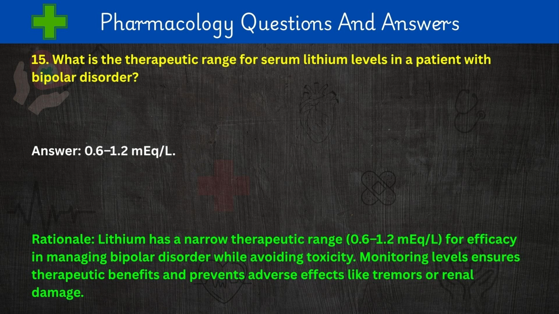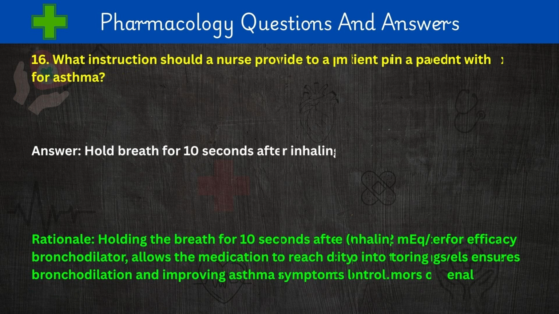15. What is the therapeutic range for serum lithium levels in a patient with bipolar disorder? Answer: 0.6 to 1.2 milliequivalent/L. Rationale: lithium has a narrow therapeutic range, 0.6 to 1.2 milliequivalent/L, for efficacy in managing bipolar disorder while avoiding toxicity. Monitoring levels ensures therapeutic benefits and prevents adverse effects like tremors or renal damage.